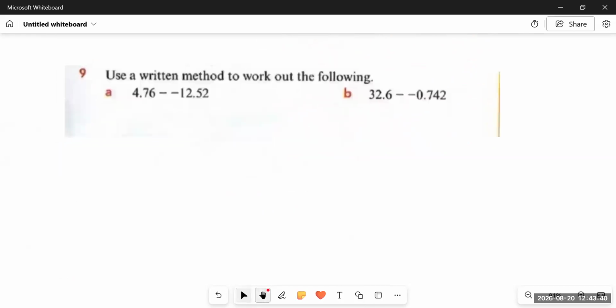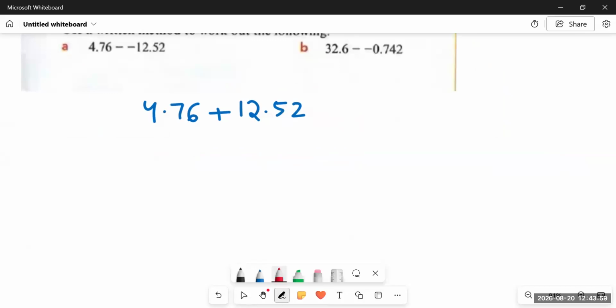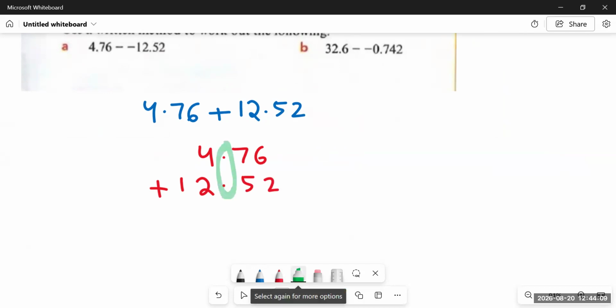Now they're saying use a written method to work out the following. Okay, so it is the same integers that you have already learned before. So we have 4.76 minus minus, which becomes plus 12.52. So let's use the vertical method. 4.76 plus 12.52. Don't forget to keep the decimal below decimal in one line. In addition and subtraction, we have to keep it in one line, otherwise the answer would go wrong.